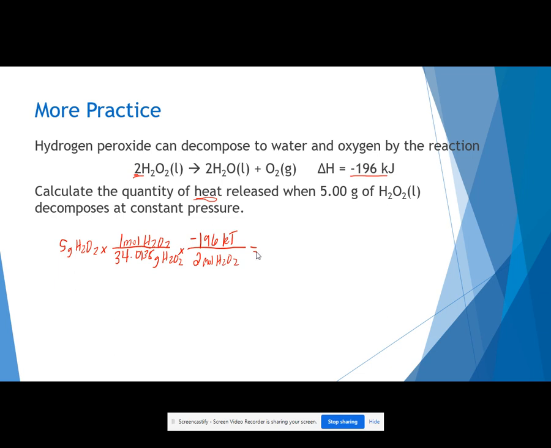You can go ahead and plug it into your calculator. 5 divided by 34.0138 times negative 196 divided by 2. And you get about negative 14.41 kilojoules of heat released in this reaction.